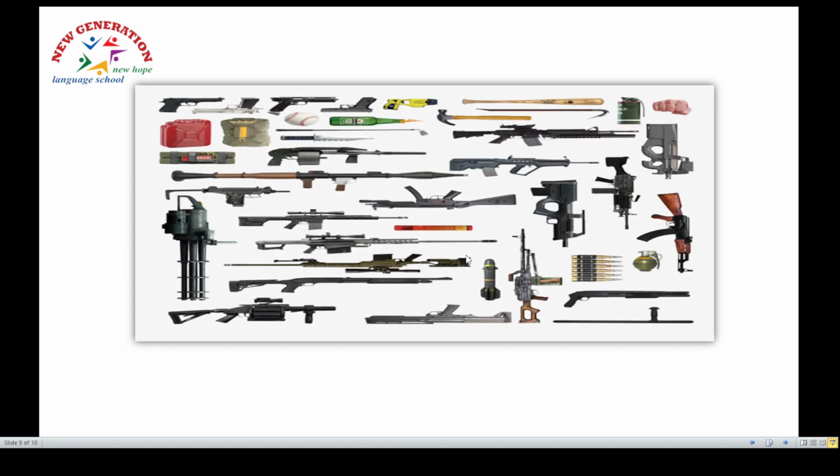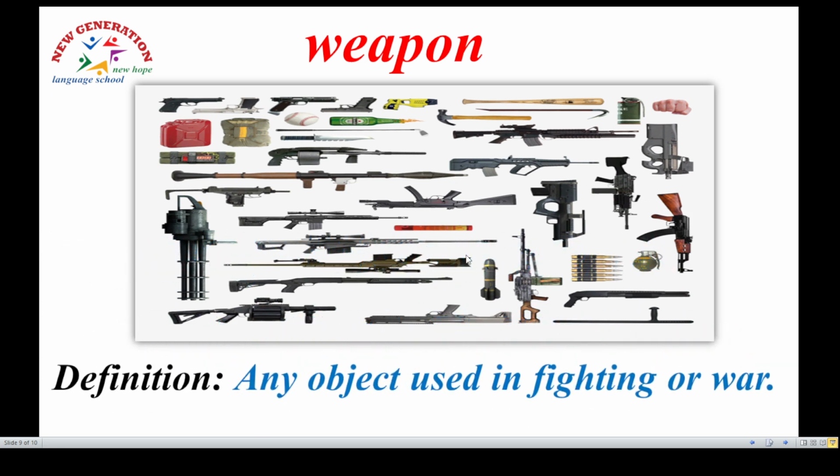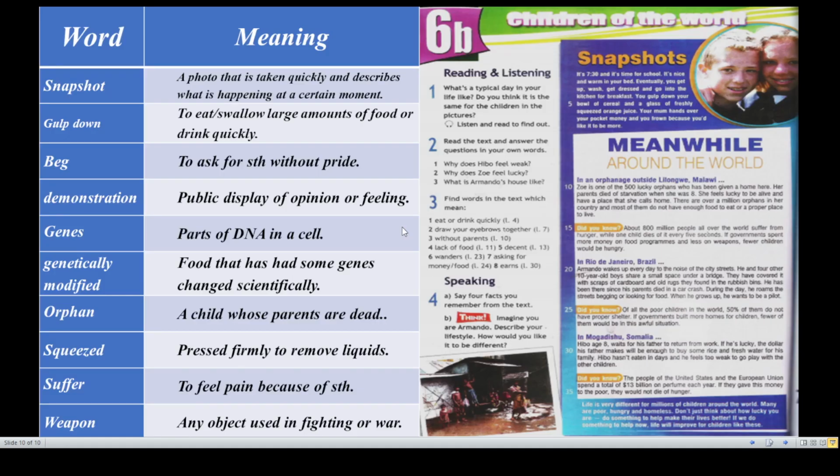All these parts that you see in this picture show things that someone may use to harm or even to kill someone else, and we call any one of these things a weapon. So a weapon means any object, anything used in fighting or war, like a gun. This is a hammer, something like a sword, and so on. Now we will move directly to the lesson.